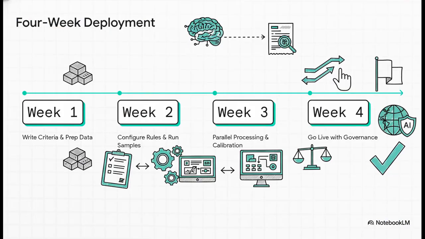And this timeline just shows how achievable this really is. Week 1, you're writing criteria and prepping your data. Week 2, you're configuring the rules and running your tests. Week 3 is all about that parallel processing and calibration. And by week 4, you can go live with your full governance in place. It's a tangible 4-week project, not some year-long ordeal.